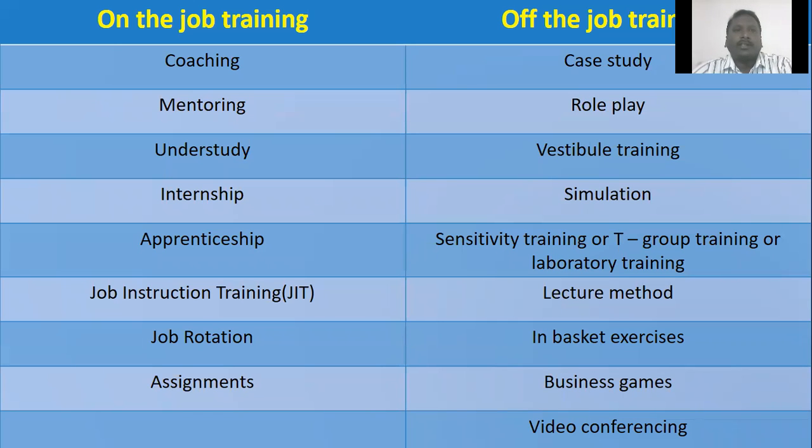Organizations will use different types of training methods to provide the training to the trainees. They may follow two types of training methods that are available. One is on the job training, second one is off the job training. On the job training is a training program which is given while the individual is actually doing his work at the workplace. Along with the work, he is going to learn about the different KSAs required to perform the job well.